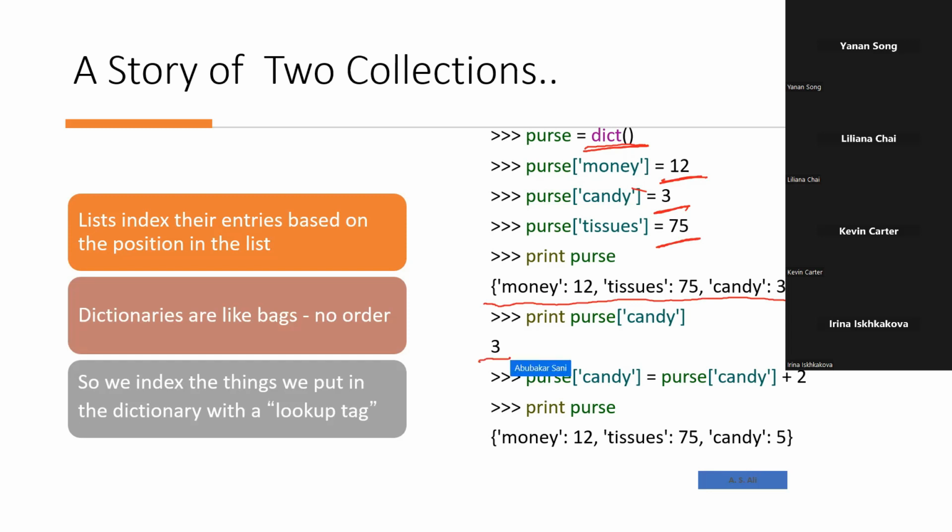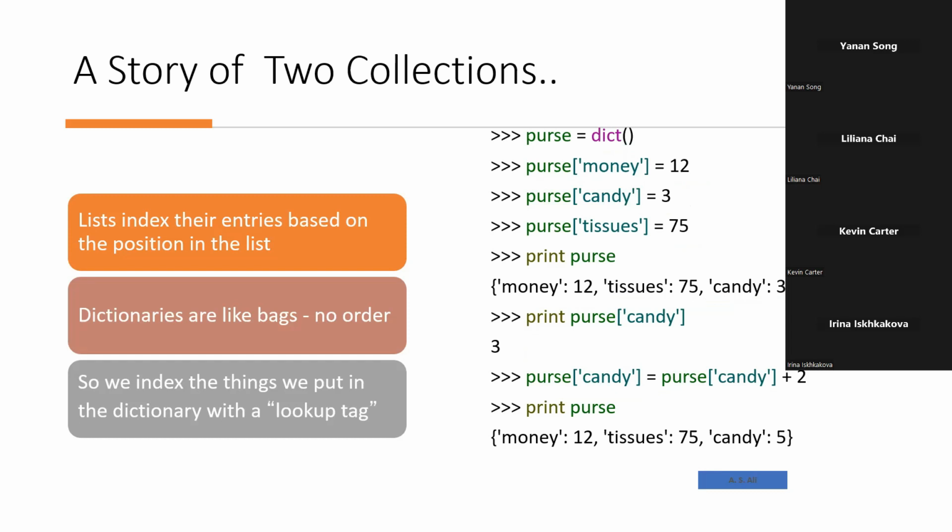I can ask the computer to tell me the candy I have inside the pouch, and it will tell me 3 candies. Maybe I buy more candy. So now my candy is going to be the previous amount, which was 3, plus the 2 more candies added to the pouch. Now my pouch is going to have 5 candies instead of 3. So I can add or subtract from a value if that value is numerical.